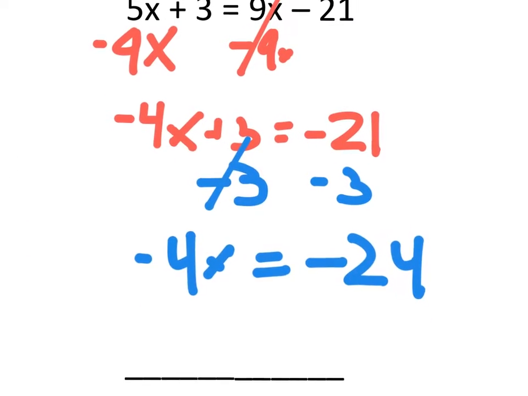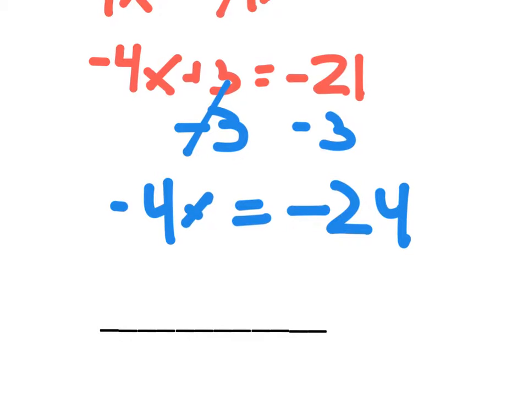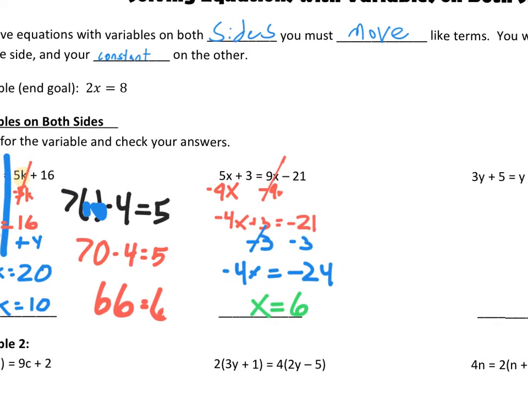I chose to subtract the 9x. My example ends up at a negative 4x equal to a negative 24, which those two negatives will cancel out. When I divide both sides by the negative 4, both ways would give me x is equal to 6. Alright, that's the general idea here.